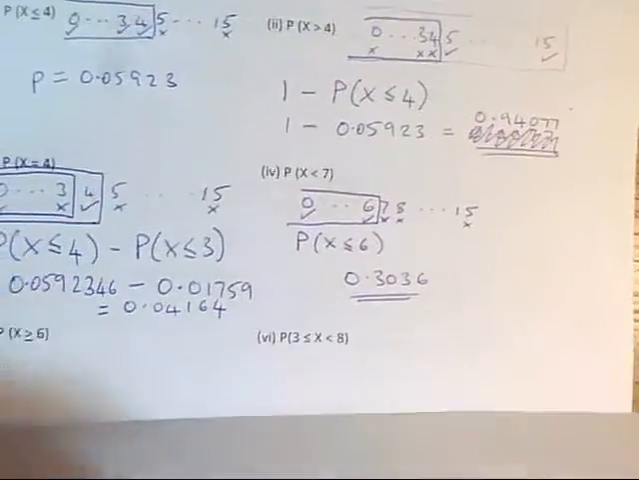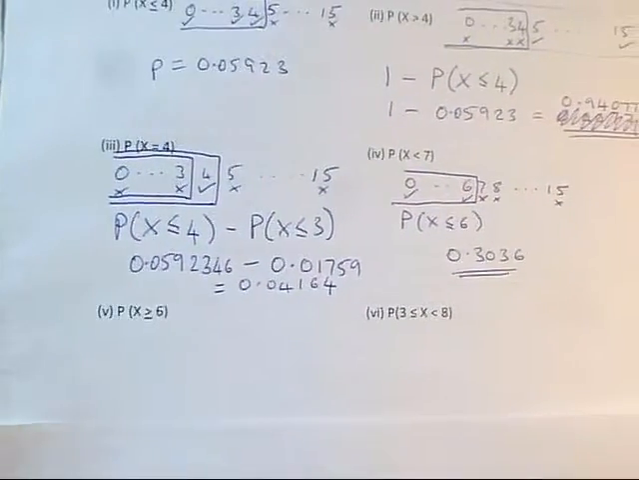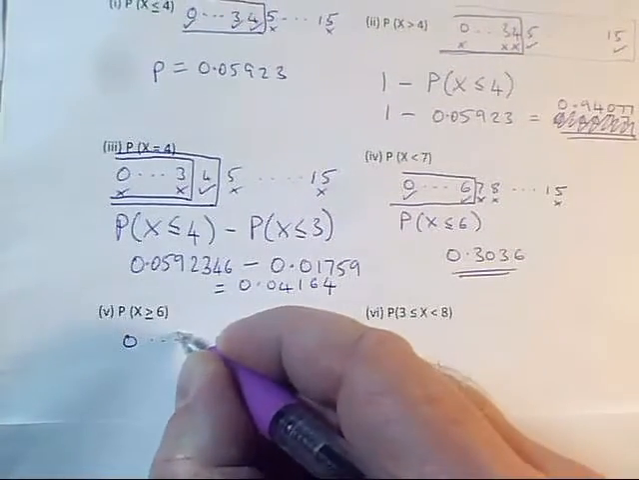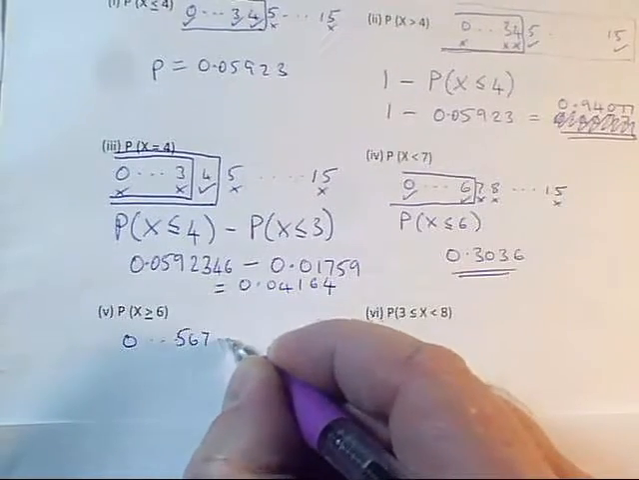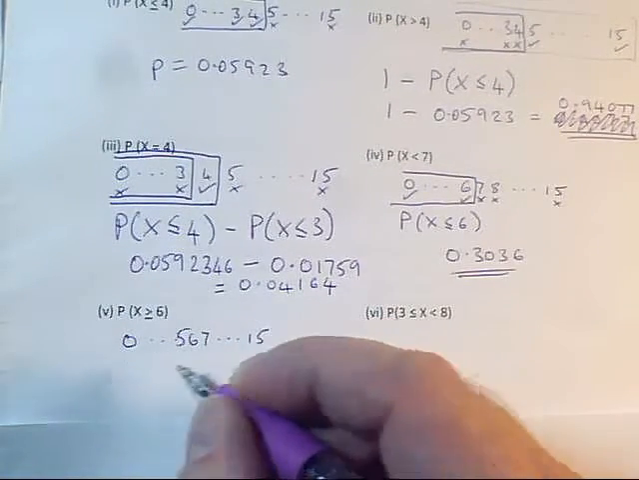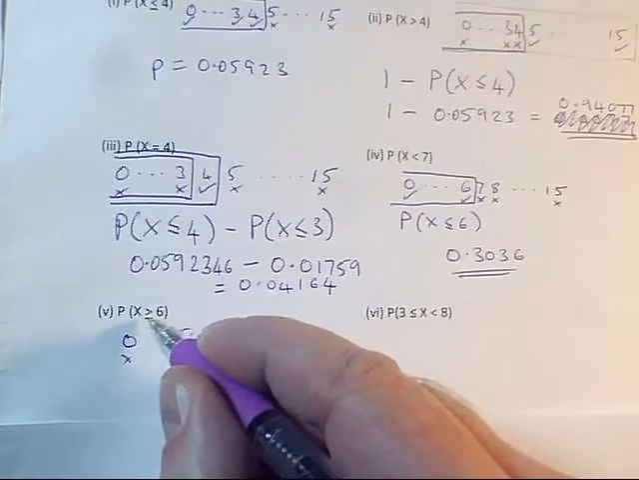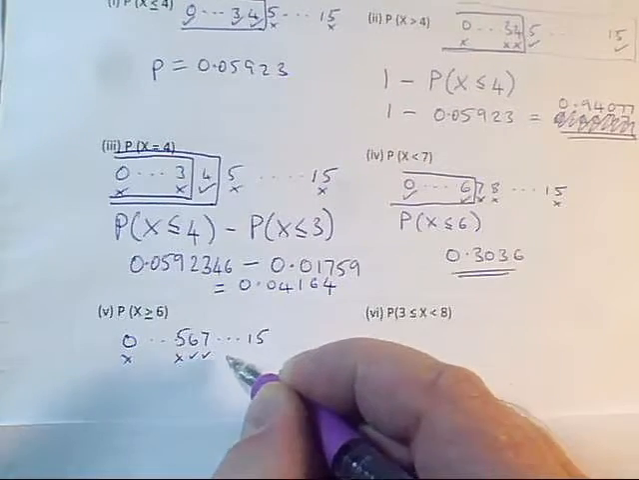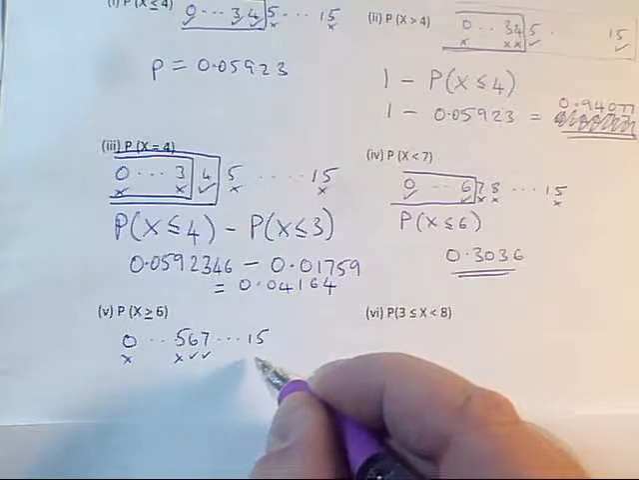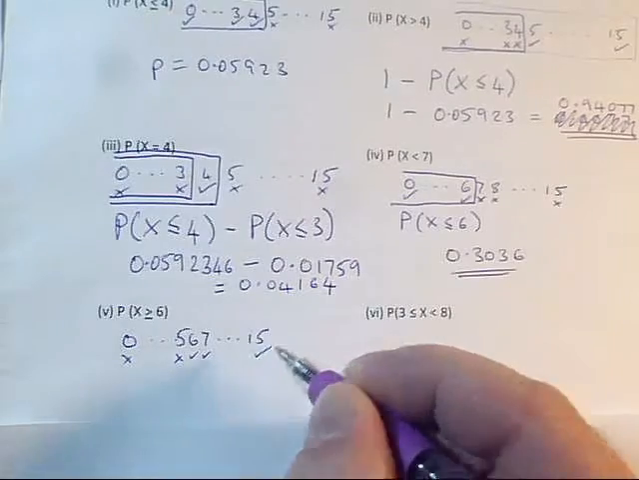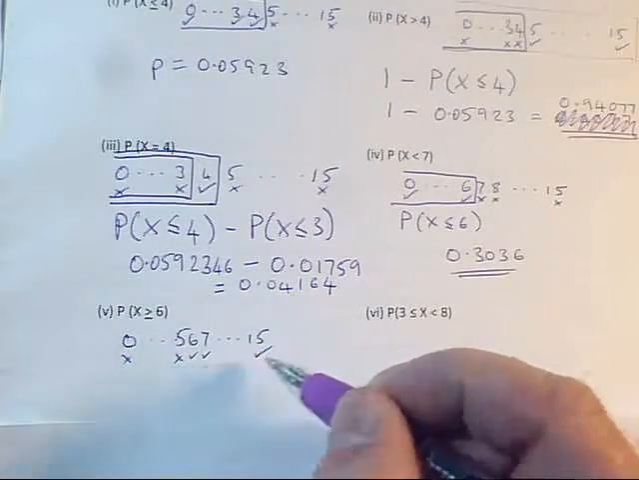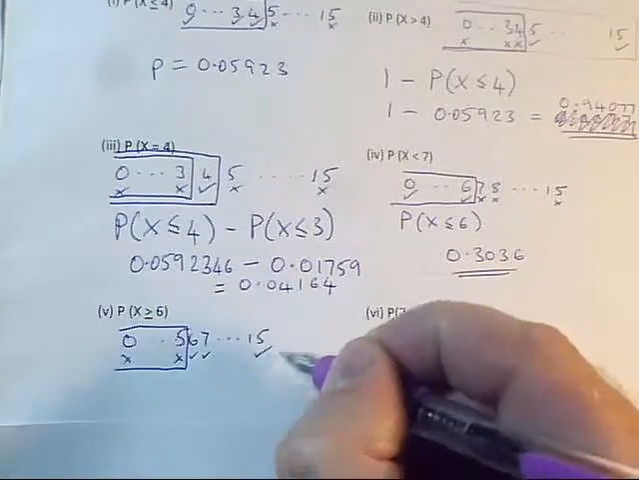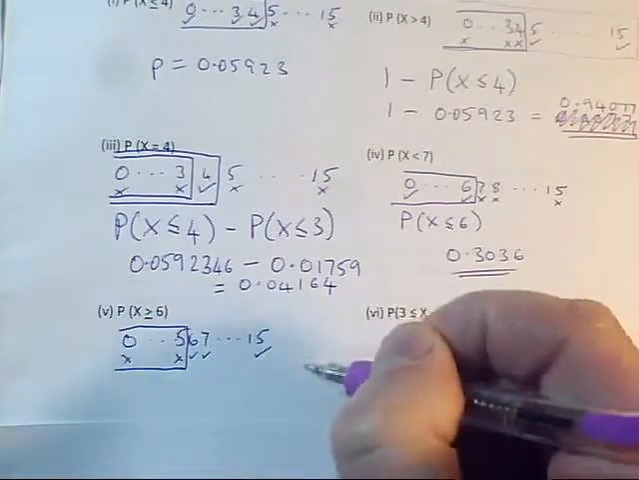Okay, moving onwards, I now want the probability of x being greater than or equal to 6. So I've got 0, I've got 5, 6, 7, up to 15. What do I want? I'm not allowed to be 0, I want to be greater than or equal to 6. I'm not allowed to be 5, but I am allowed to be 6. I am allowed to be 7. I'm allowed to be anything up to and including 15. So I want all of these, but the probability I can look up is at the other end. I could put a big loop around all of them, but that would have a probability of 1.